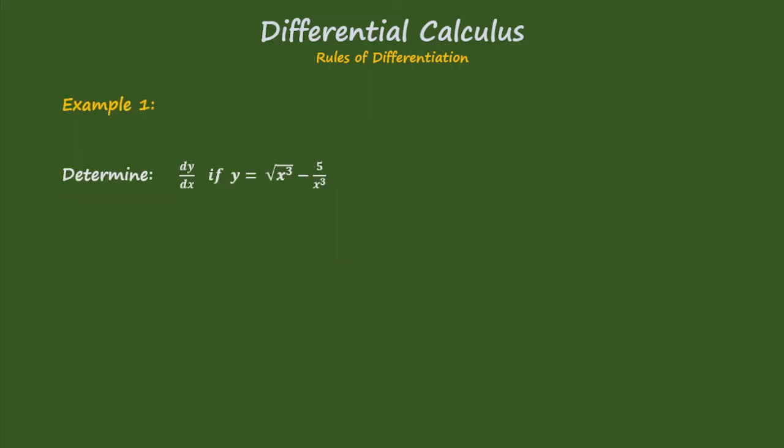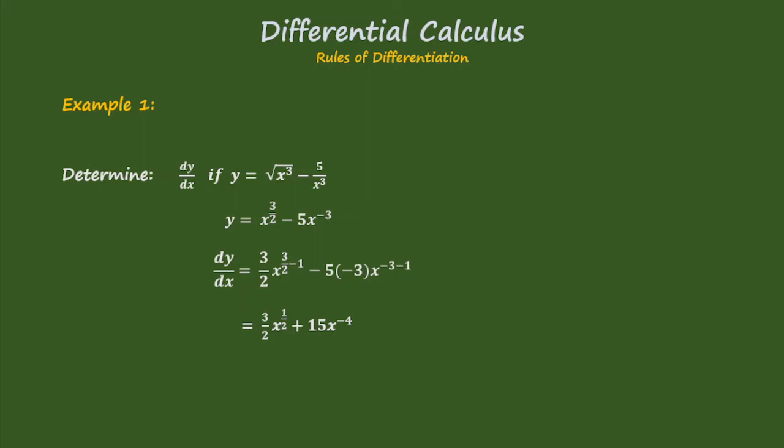Let's try yet another example. Let's say you are given some function y equals the square root of x to the power 3 minus 5 over x to the power 3, and you're required to find the derivative of this function. Now remember the laws of rational exponents that we just discussed. Simplify this into the standard form for the general rule for differentiation using the laws of exponents. Then you can find the derivative thereafter, and then you simplify that.